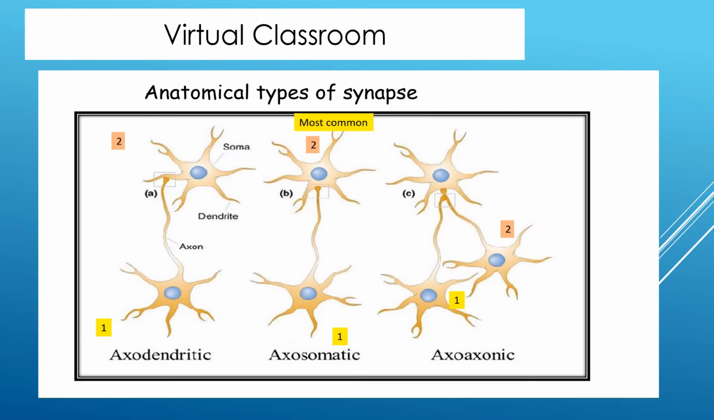Now, depending upon the different types of anatomical connections between the two neurons, they can be axodendritic, meaning that the axon of one neuron will form a synapse with the dendrite of another neuron. Then we have the axosomatic, the axon of one synapsing with the soma or the body of another neuron. And then we have the axoaxonic, which is the synapse between the axon of a neuron and the axon of another neuron. This is a very less common type of synapse.